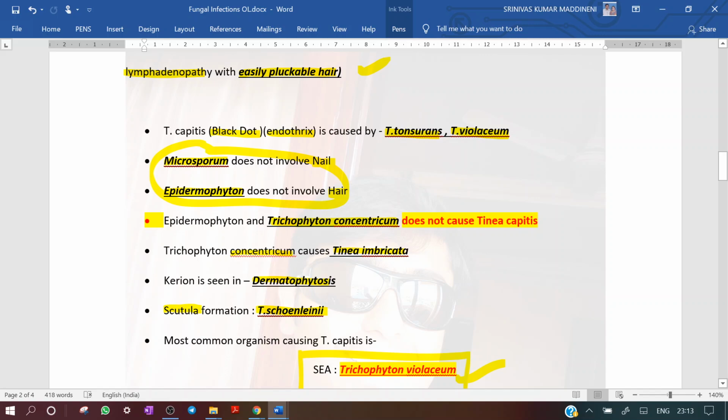Kerion and favus are inflammatory variants of tinea capitis which are associated with cicatricial alopecia. The point for favus is that scutula formation is seen, because it is caused by Trichophyton schoenleinii.